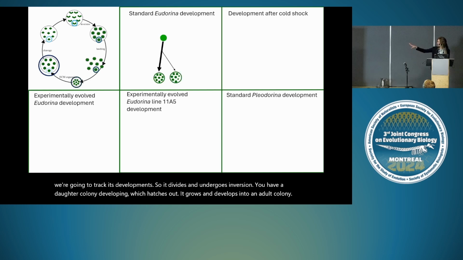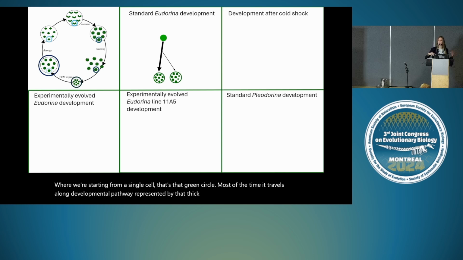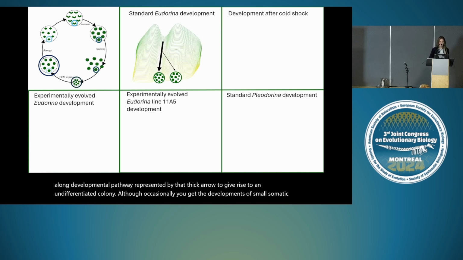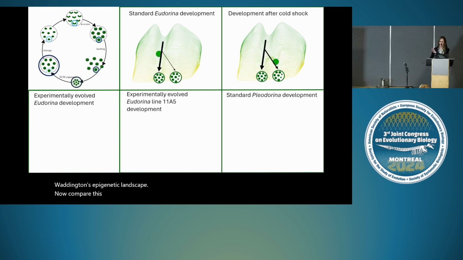We can simplify that developmental process with this diagram here, which is similar to the small diagrams I showed you earlier, where we're starting from a single cell, that's that green circle. Most of the time, it travels along the developmental pathway represented by that thick arrow to give rise to an undifferentiated colony, although occasionally you get the development of small somatic cells. And we can further represent this as a ball rolling down a hill in this simplified version of Waddington's epigenetic landscape.